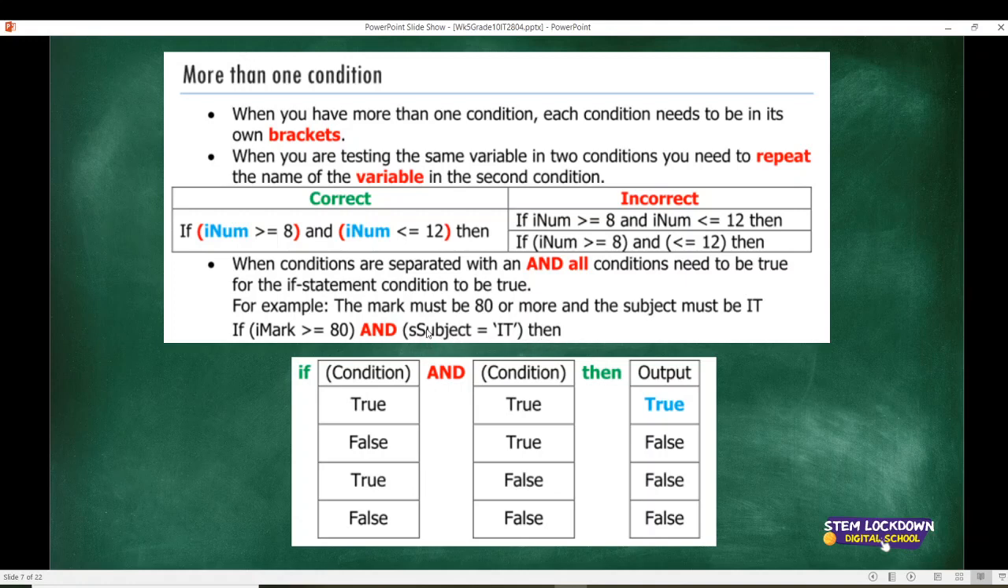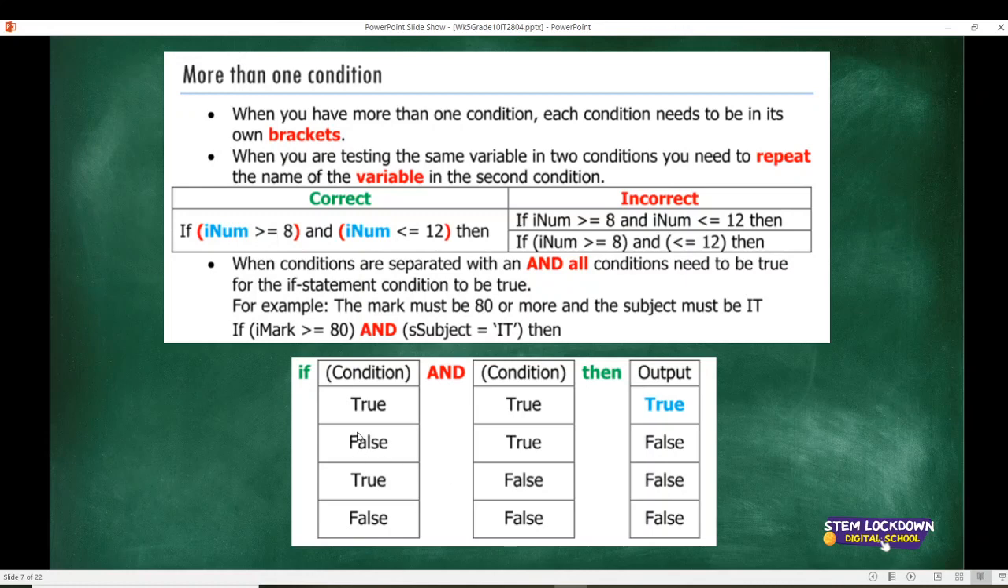So the subject must be IT and the mark must be greater than or equal to 80, then the then will be executed. Over here is a truth table, and you can use this to evaluate the different conditions to determine what the output will be for the if statement. So if condition 1 is true and condition 2 is true, then the result of your if statement will be true.